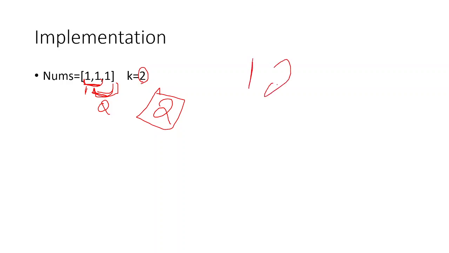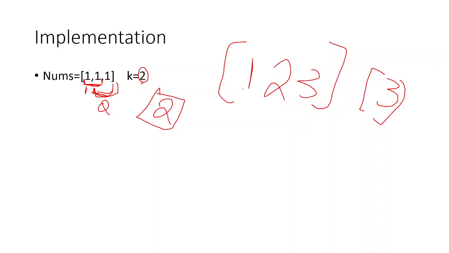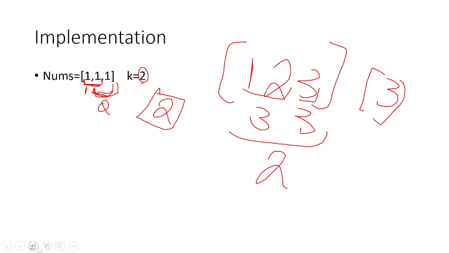Let's take 1, 2, 3, right? And the target is 3. So, how many subarrays can you find which contribute the sum of 3? In this, we can see that these two contribute the sum of 3 and this alone contributes the sum of 3, right? So, totally there are two subarrays, so the answer will be 2. I guess you get the idea, right?